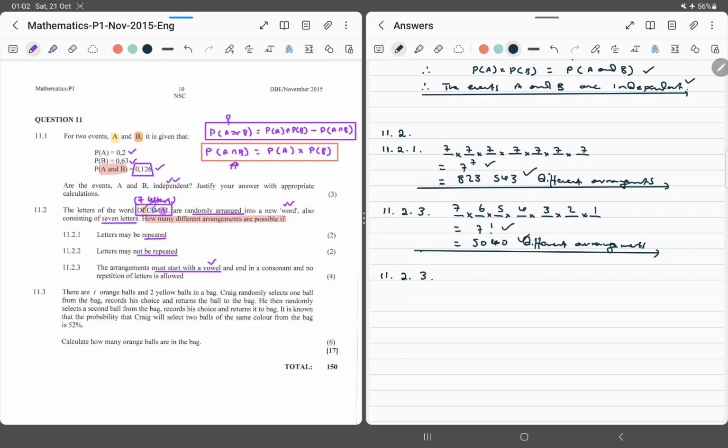So how many do we've got here? 1, 2, 3. So we've got 3 options for vowels. And it must end on a consonant.